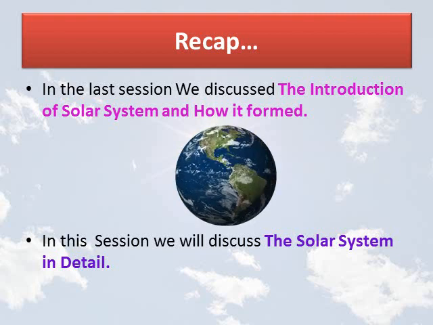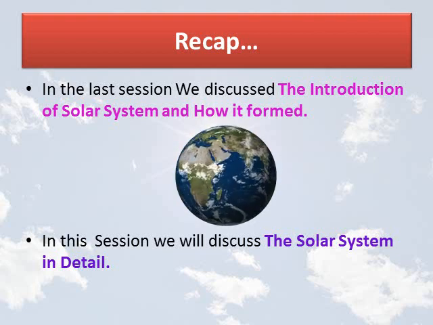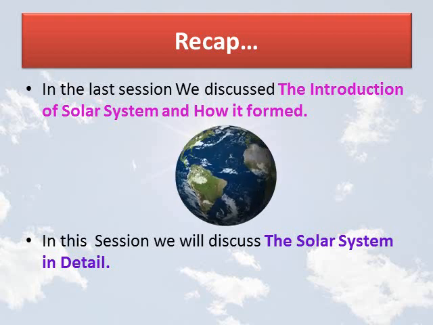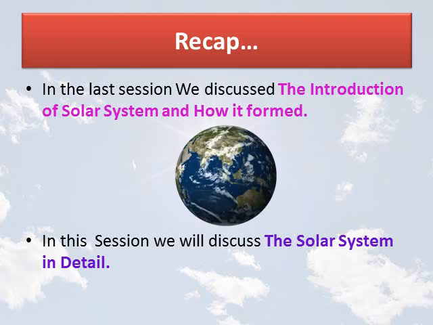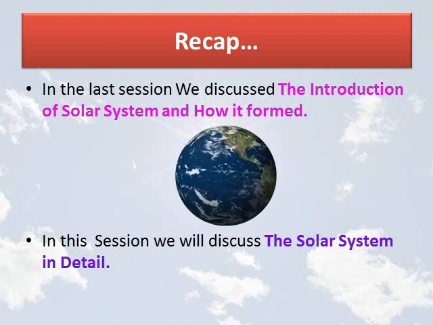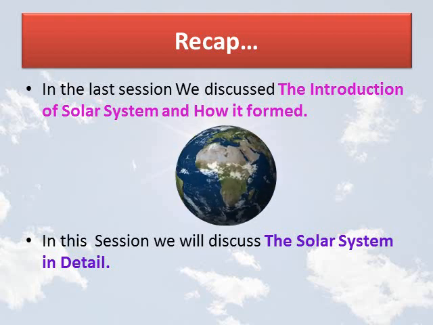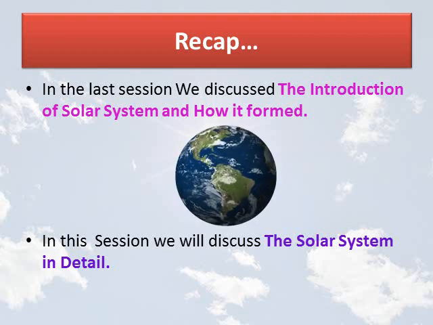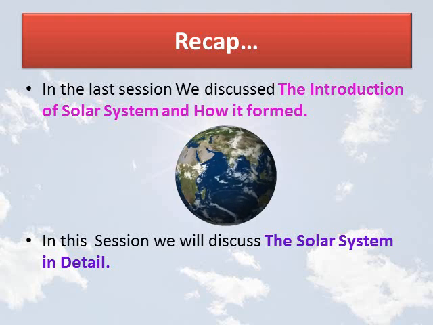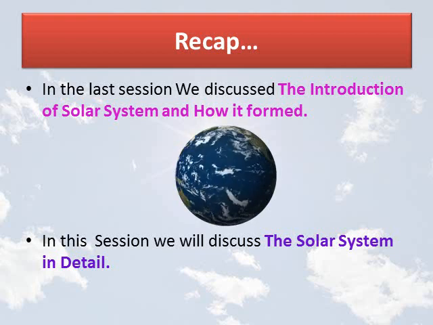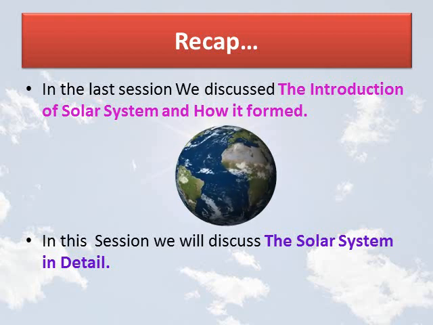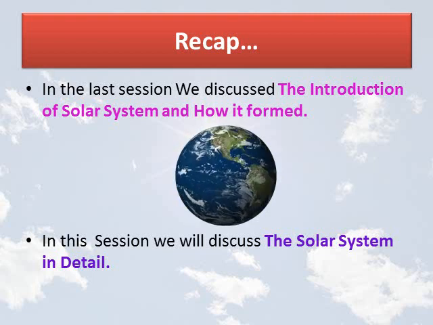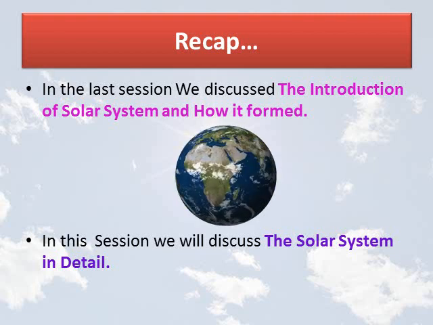Dear children, in the last session we discussed the introduction of the solar system and how the solar system was formed. The universe came into existence with a big bang, as the astronomers put it. Numerous stars and celestial bodies came into existence by a massive explosion called the Big Bang. These celestial bodies together were called the universe. It is also referred to as cosmos. The study of the universe is called cosmology, which is derived from the Greek word cosmos.